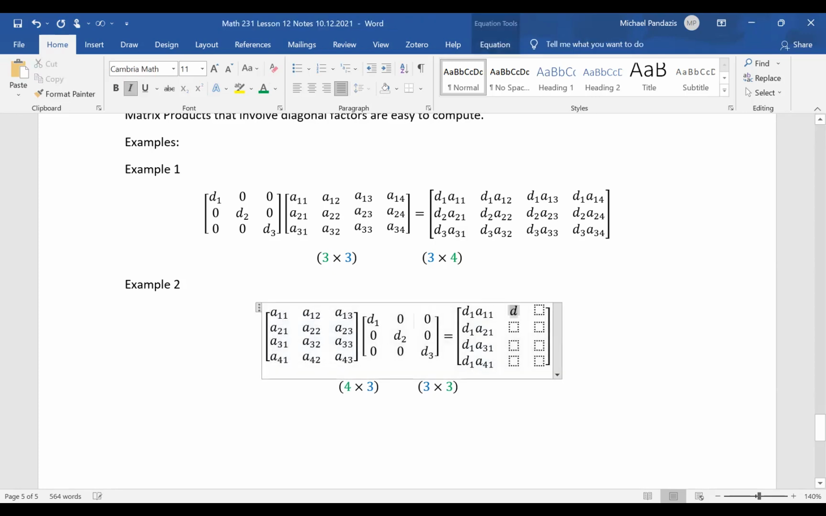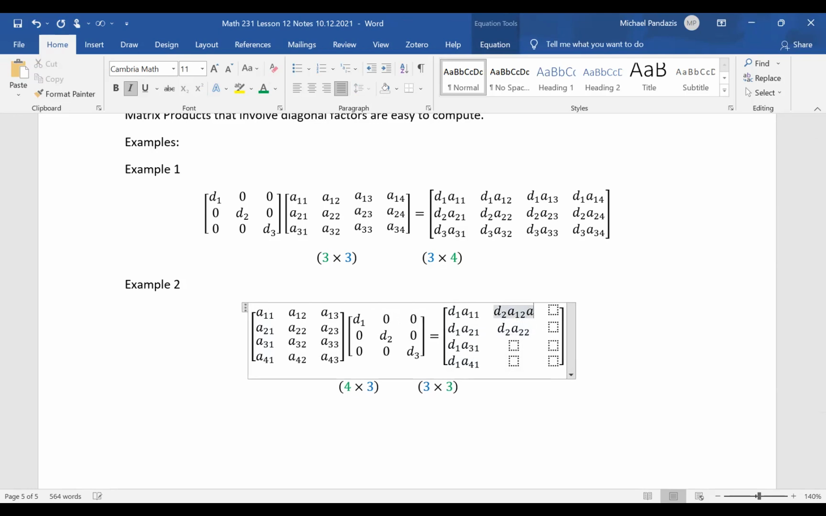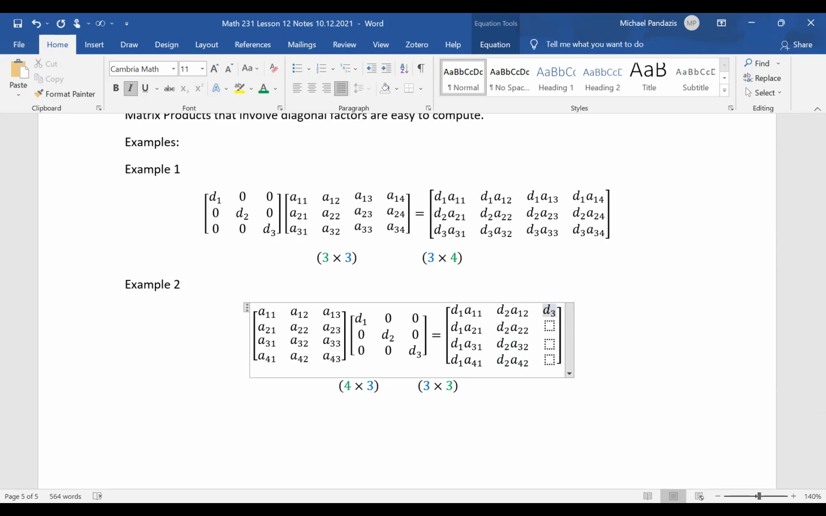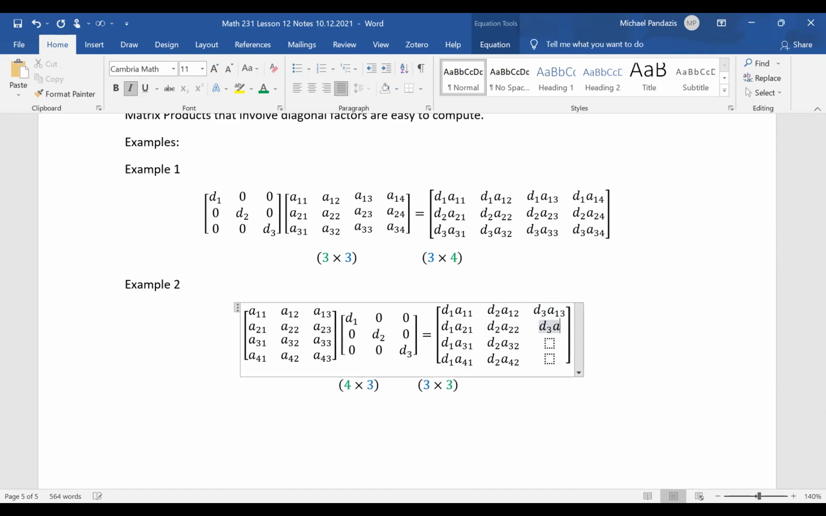And then the same thing happens for D2. You have D2 for the second column, you have D2, A12. You have D2, A22. You have D2, A32, and then D2, A42. So that's the second column. And then the third column is just multiplying by D3. So D3, A13, D3, A23, D3, A33, and then D3, A43.